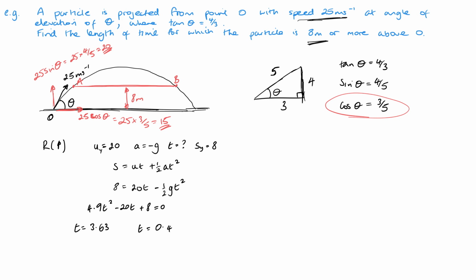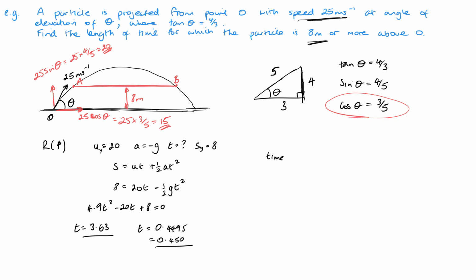Now this is 0.4495, so let's write it as 0.450. So we've got them both there to three significant figures. Now to finish off, all I need to do is subtract them from each other.